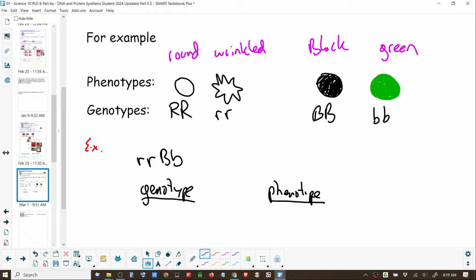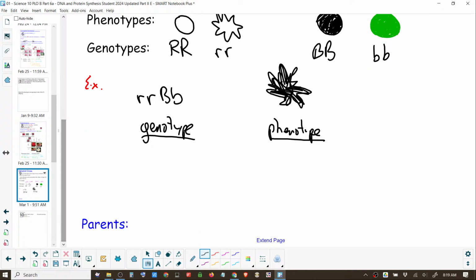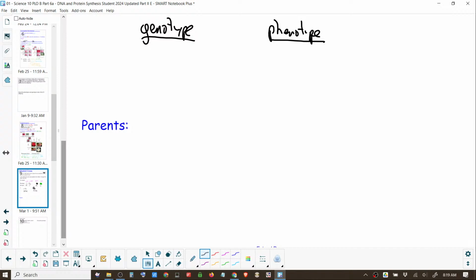So it'll be wrinkled and black. So we're going to cross two parents, and they are going to be, let's go with R, R, B, B times R, R, B, B. I'll put up the example and make it a little easier for you.